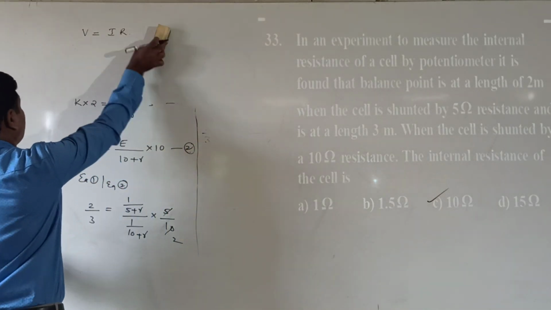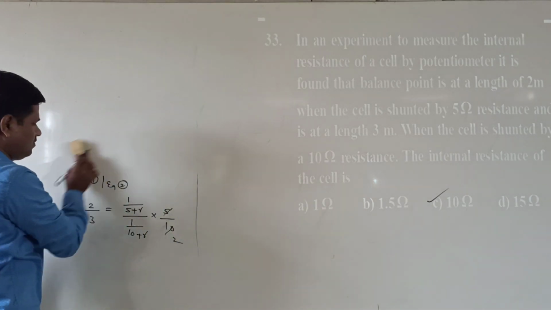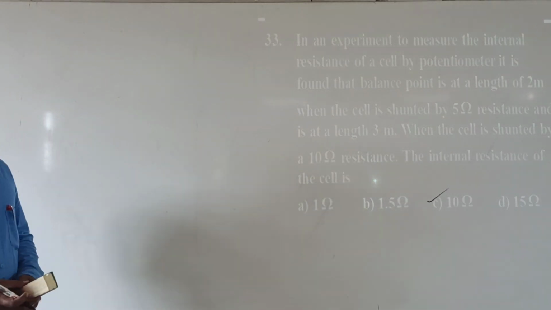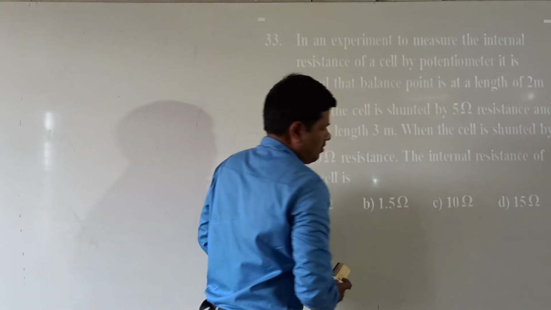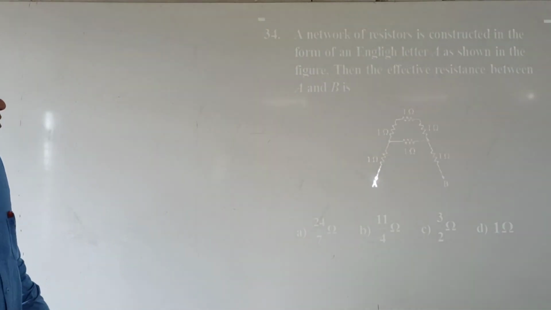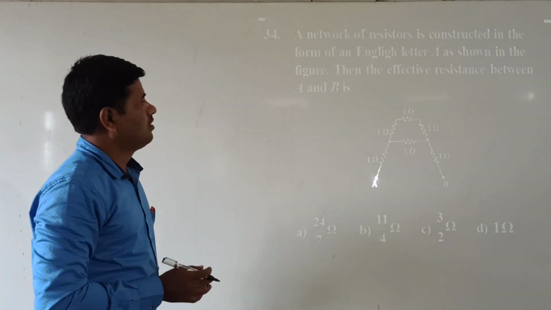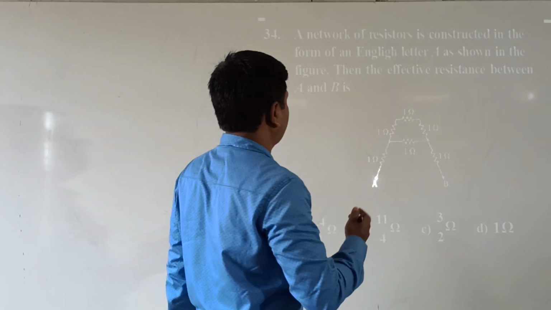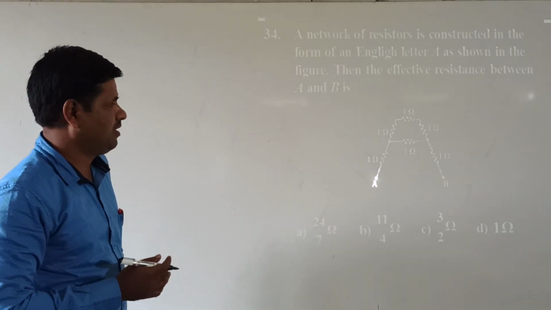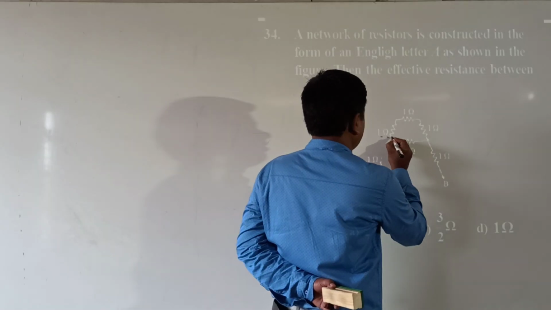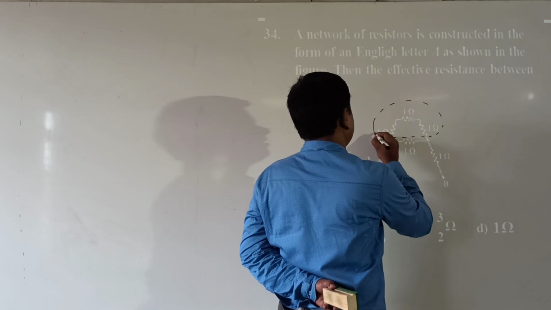Next we go to question number 34. The network of resistors is constructed in the form of the English letter A as shown in the figure. Then find the effective resistance between A and B. See here, this is one part I am considering.